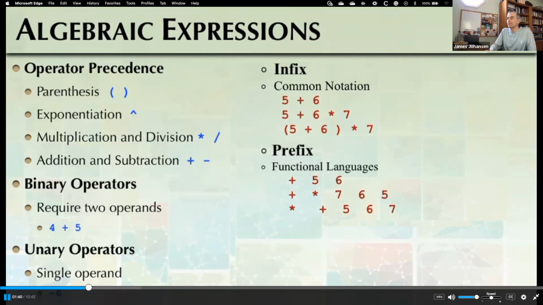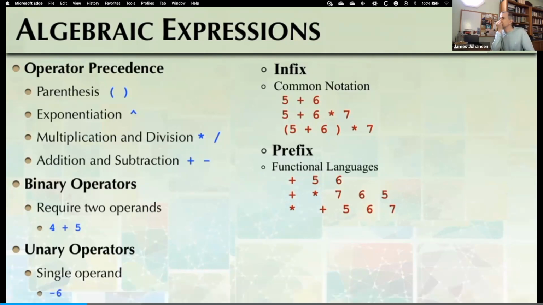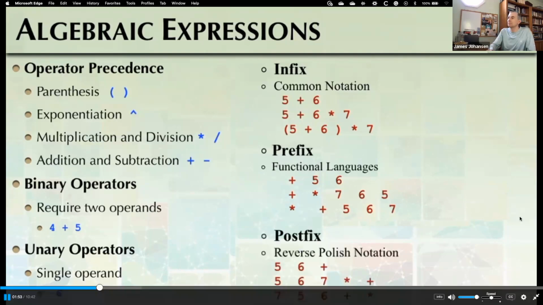5 plus 6 becomes plus 5, 6. This expression is called a prefix expression. Here are the three expressions shown above, but in prefix notation. You could write a binary operator after its two operands.